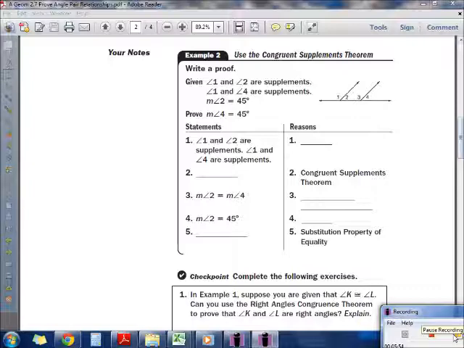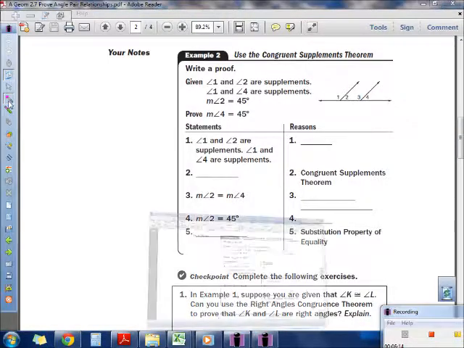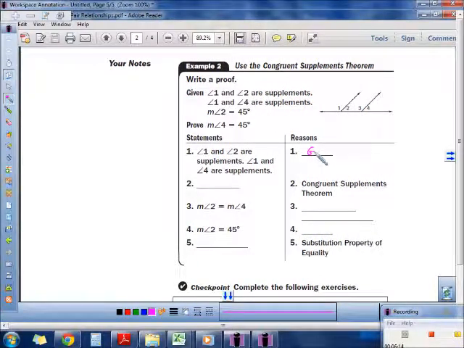Given. Where should I write the word given? Number 1 reason I heard. Is there any other spot to write a given? Oh, measure of angle 2 is 45. That's also down here on number 4. There are 2 givens. I separated these up here into 2 statements.